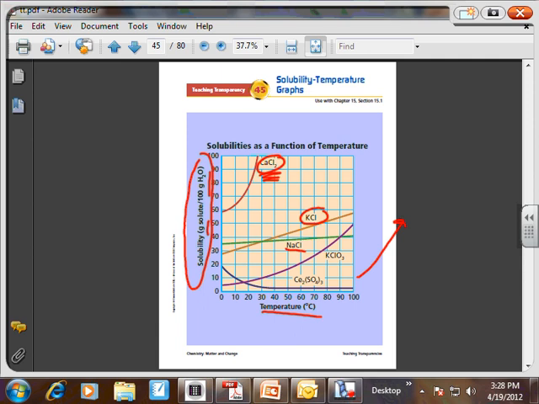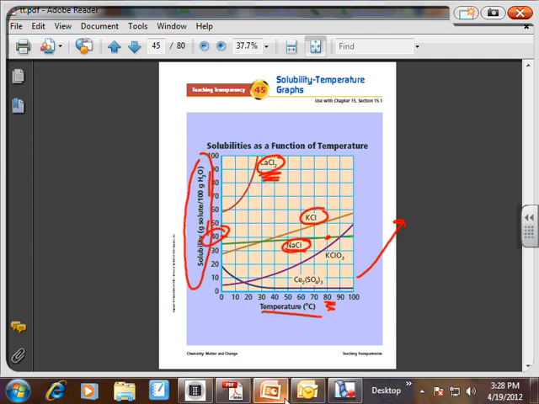This is how much can be dissolved. Let's say, for example, we have sodium chloride. At 80 degrees Celsius, we look at the chart, that's going to be that point right there. We move across, and it says that we can dissolve 40 grams of sodium chloride in 100 grams of water. So if we have 100 grams of water at 80 degrees, we can put in 40 grams, and that is going to form a solution.